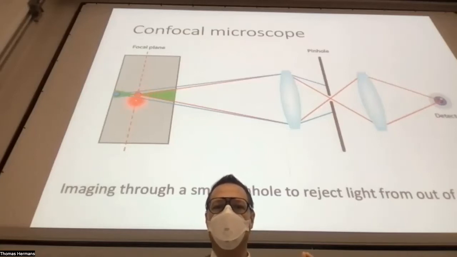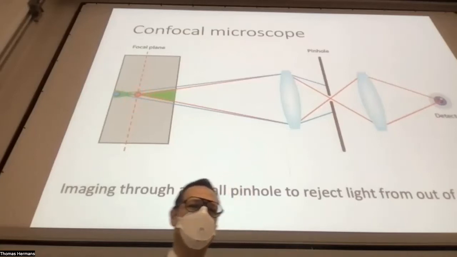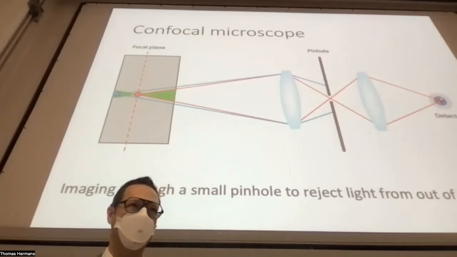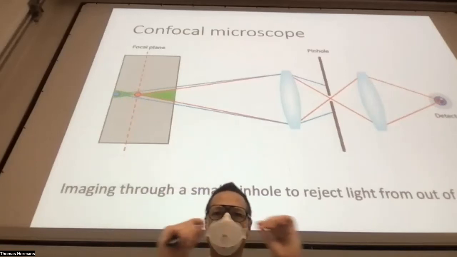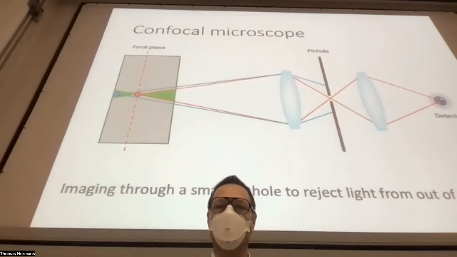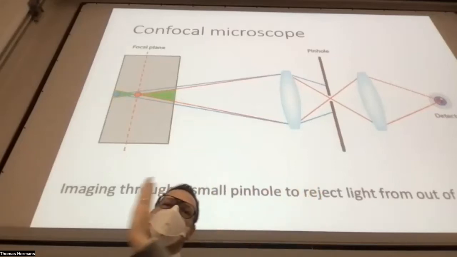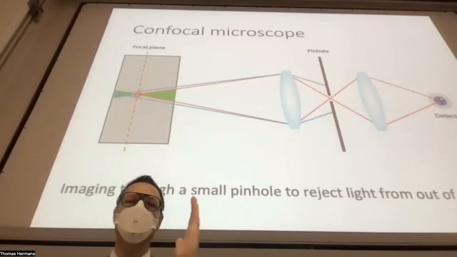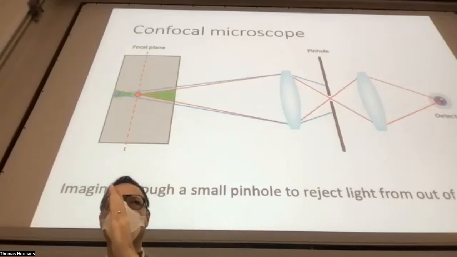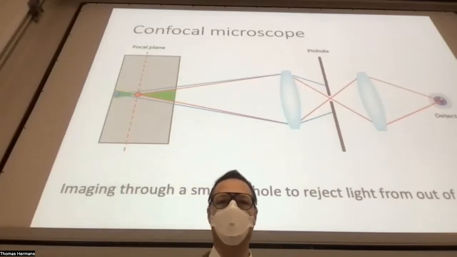So I have this information now, which allows me to get less background signal. I only get a very thin layer, so more contrast. And I can actually move my lenses to get information from each of these layers. So I can reconstruct a three-dimensional image by scanning through my sample many times, taking an image at each focal plane, and then reconstructing it.